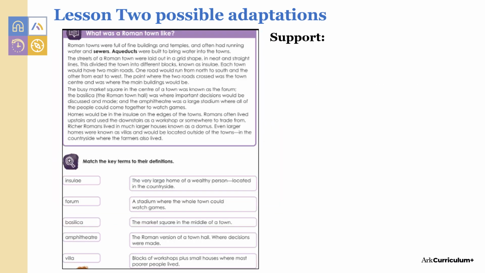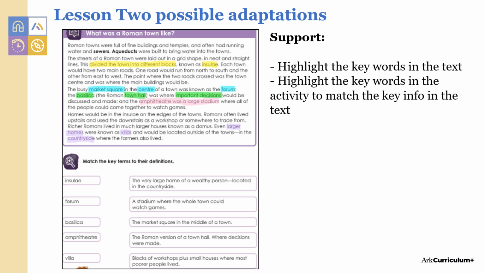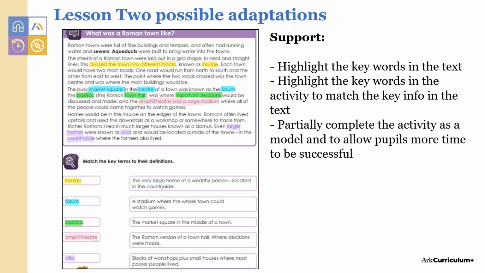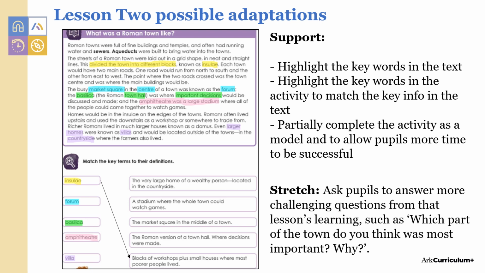In Lesson 2, pupils need to read another text about a Roman town and match the key terms to the definitions. Support pupils by highlighting the keywords again in the text. You would highlight the keywords in the activity to match the key info in the text by colour. You could partially complete the activity as a model and to allow pupils more time to be successful. Stretch pupils by asking them more challenging questions such as, which part of the town do you think was most important and why?